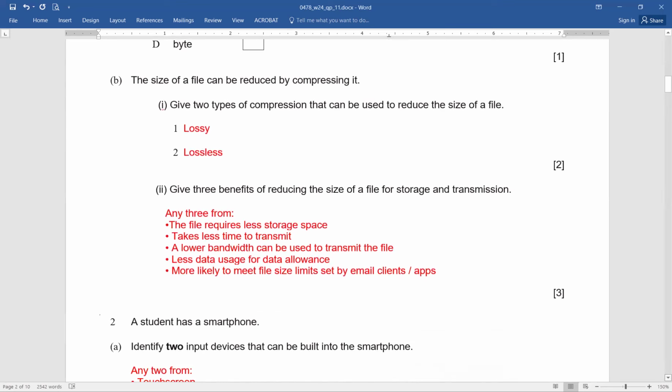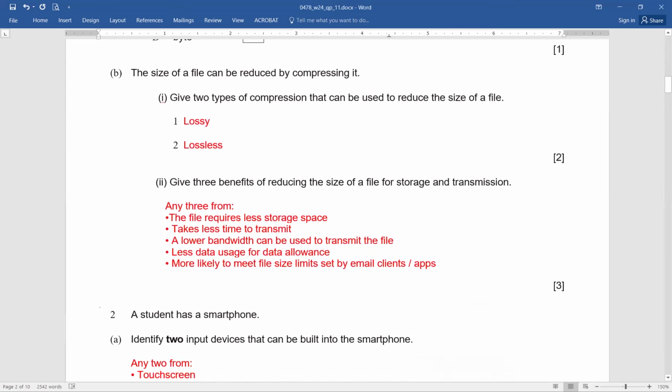Give 3 benefits of reducing the size of a file for storage and transmission. So why do we reduce the file size? It's a 3-mark question. The file requires less storage space. It will be taking less time to transmit the data. It will be using lower bandwidth to transmit the file, less data usage for data allowance, more likely to meet file size limits set by email clients or apps.